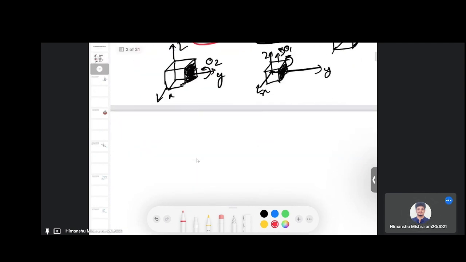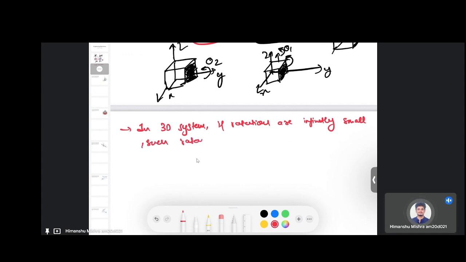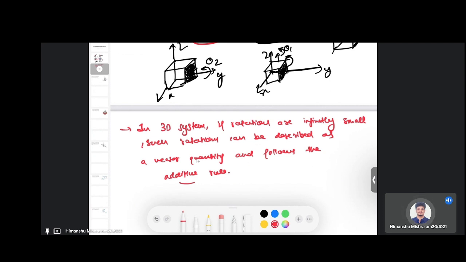It is given that if, in a three-dimensional object or in a 3D system, rotations are infinitely small, such rotations can be described as a vector quantity and follow the additive rule. So this is another rule that vectors need to follow.